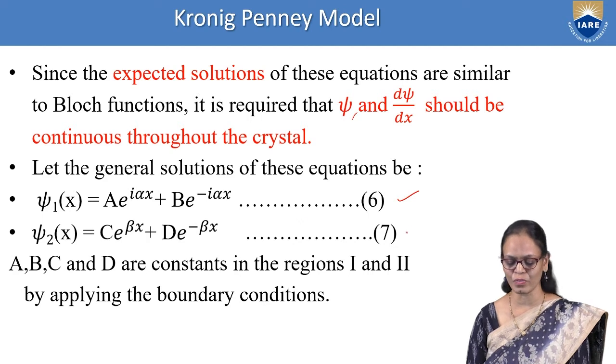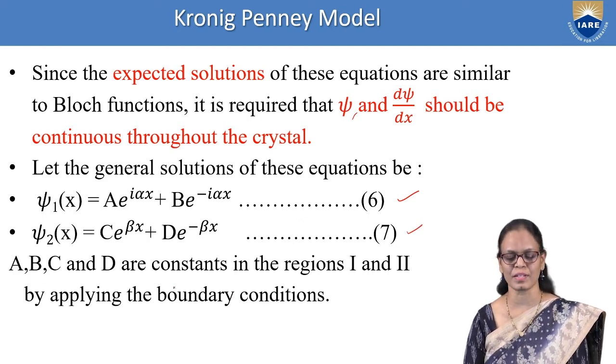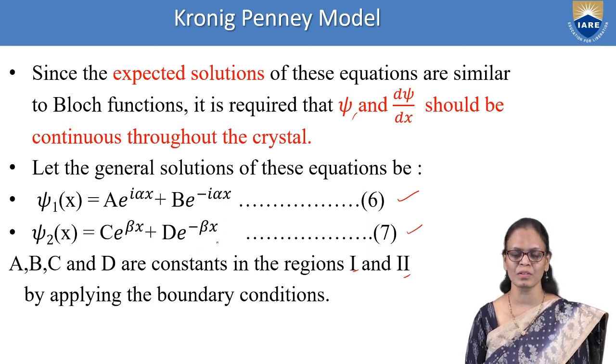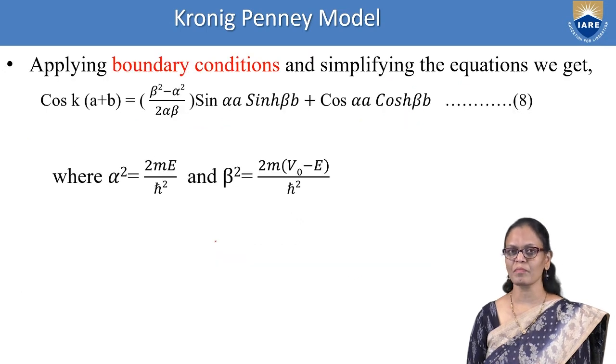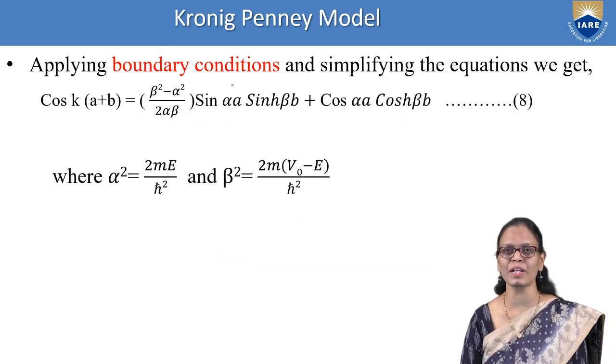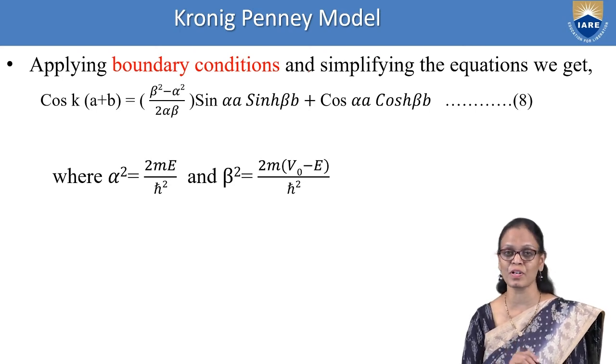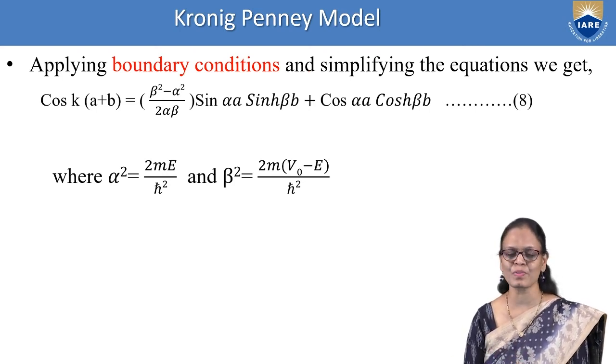And for region 2, we are writing the equations where a, b, c and d are constants in regions 1 and 2. So we have got the two equations for the two regions, and we have also got the wave functions, which are the solutions of these two equations. And now we will apply the boundary conditions, and also take dou psi by dou x, the first derivative, equated accordingly.